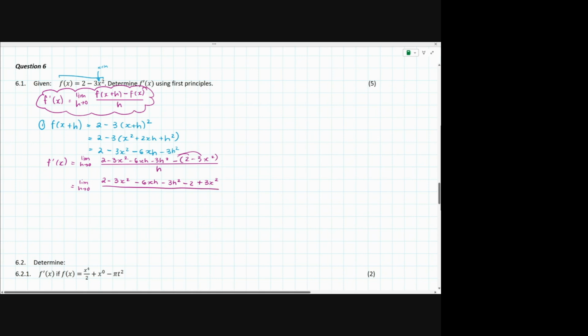All over h. And hopefully what we can see from this point is that the positive 3x squared and the negative 3x squared become 0. The negative 2 and the positive 2 become 0.